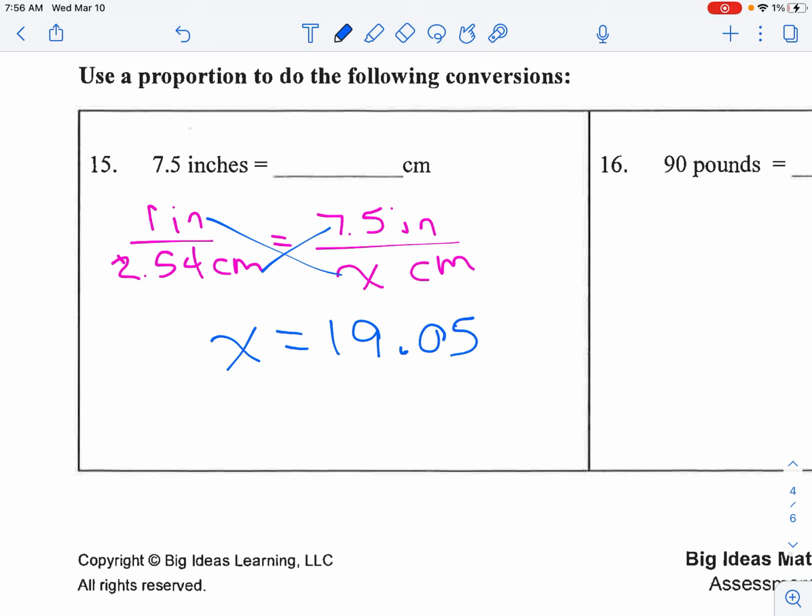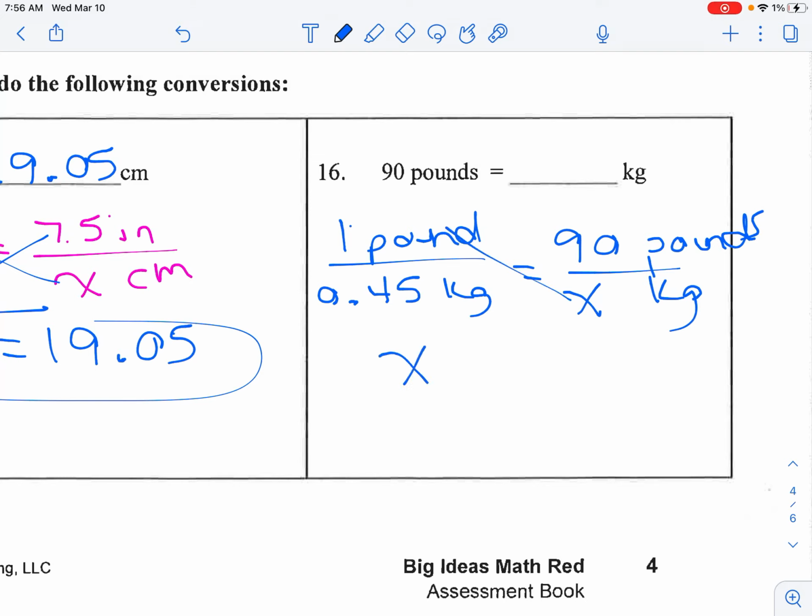One-step equation. On your pink sheet, it says that 1 pound is to 0.45 kilograms, and we are converting that to 90 pounds is to x number of kilograms. So you're going to do 1 times x, go to your calculator, multiply 90 times 45 hundredths, and that's 40.5 kilograms. So on the line, we'll write 40.5.